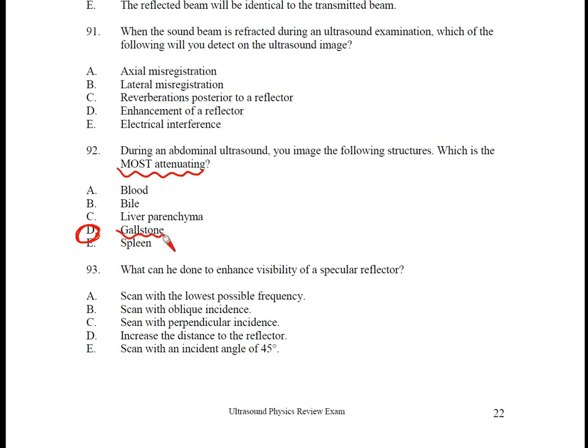In the case of gallstones in option B, since they are composed of hard stone material, the ultrasound beam cannot pass through, resulting in shadowing behind them. So, you should select option D as the correct answer. Next, let's move on and look at question number 93.